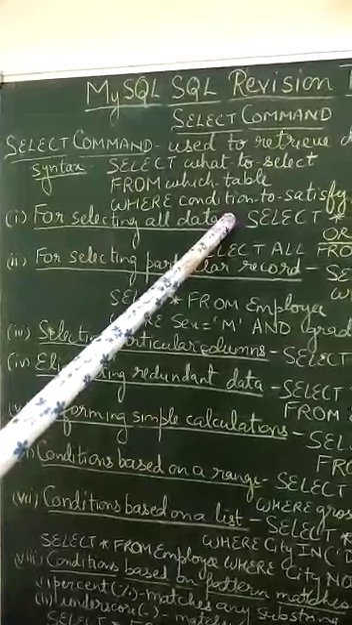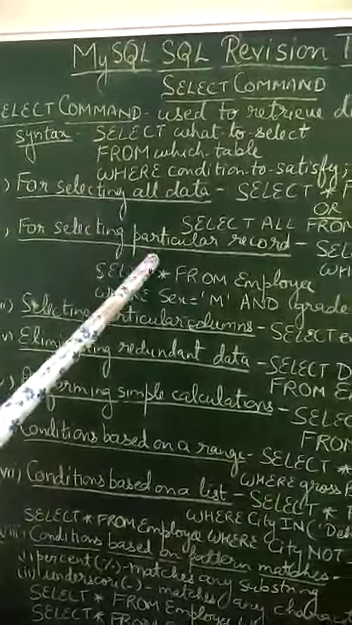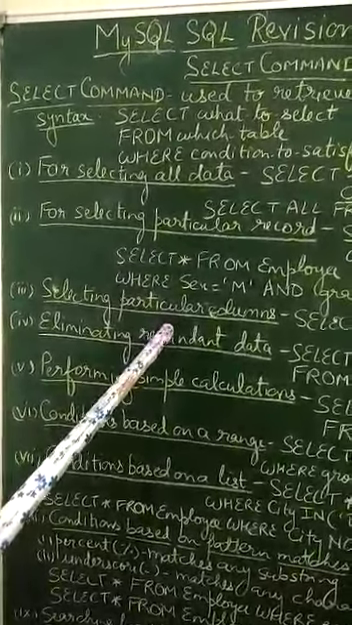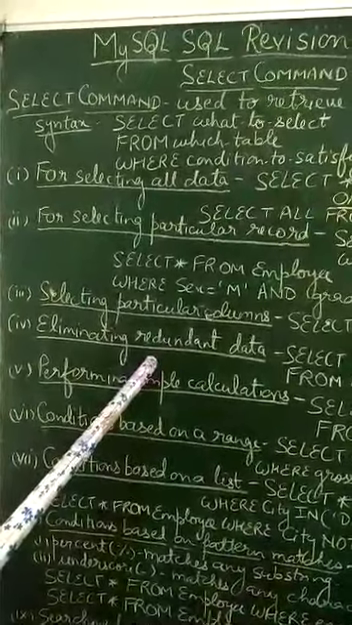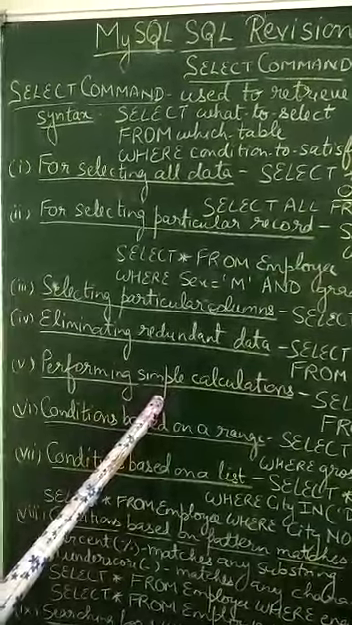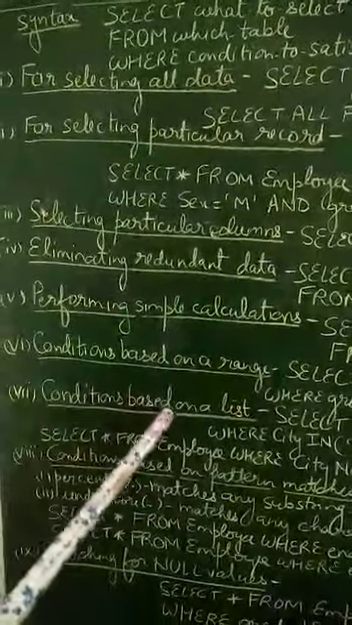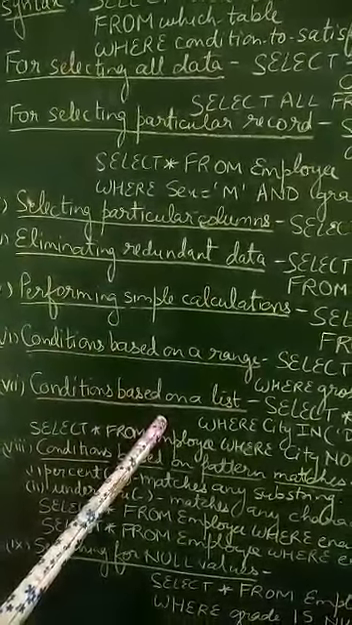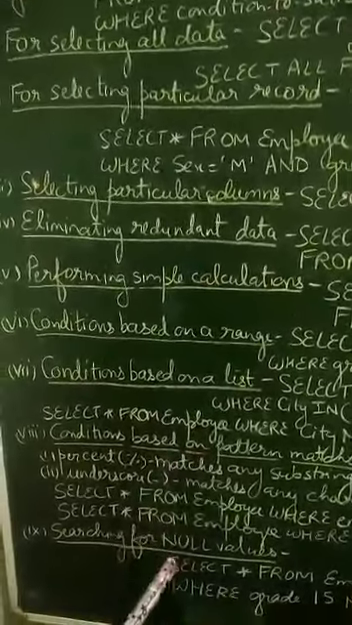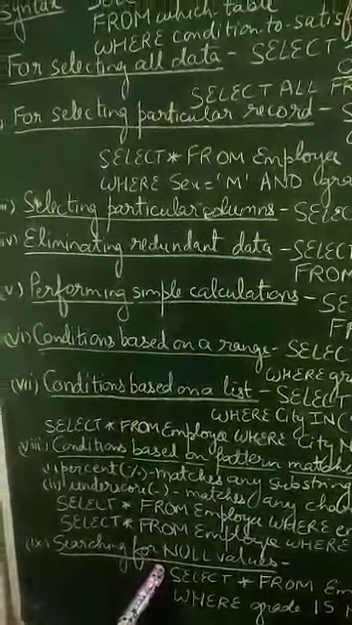It can be used in many forms, like for selecting all data, for selecting particular records, for selecting particular columns, for eliminating redundant data, for performing simple calculations, conditions based on a range, conditions based on a list, conditions based on pattern matches, and searching for null values. Now we are going to study one by one.